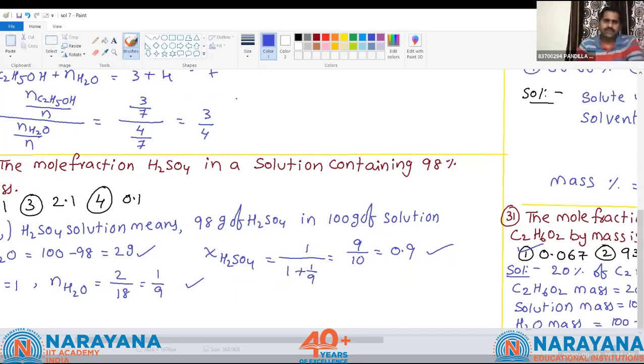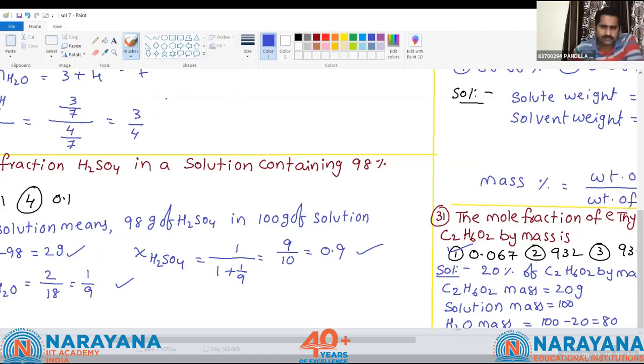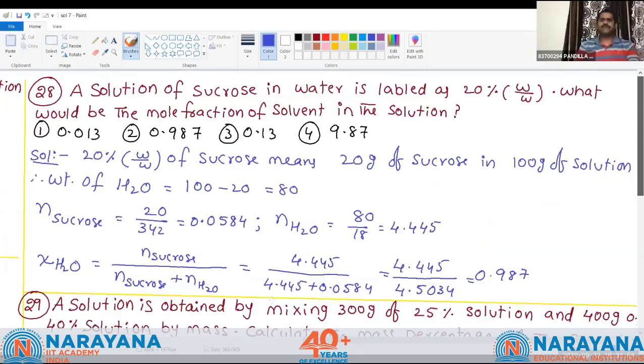Please observe, students. Here the question: a solution of sucrose in water is labeled as 20% weight by weight. What would be the mole fraction of the solvent in the solution?